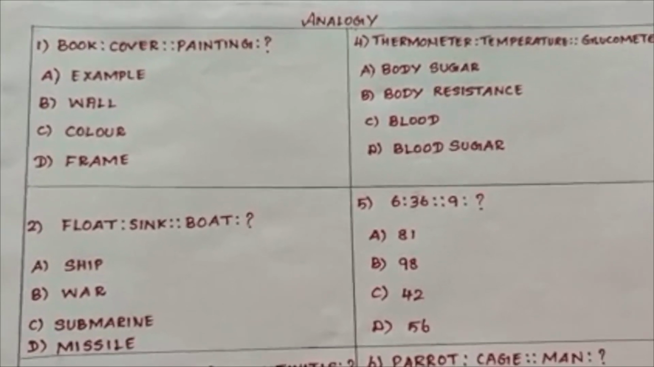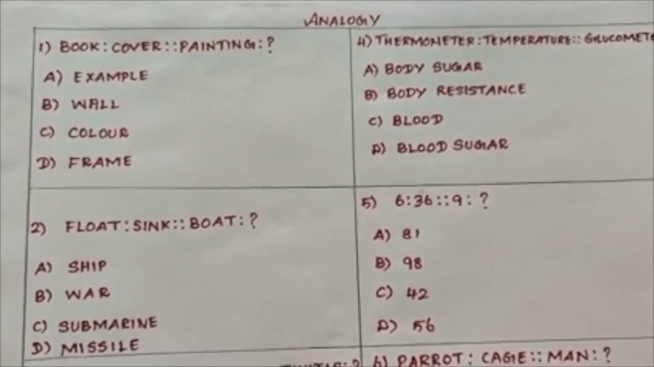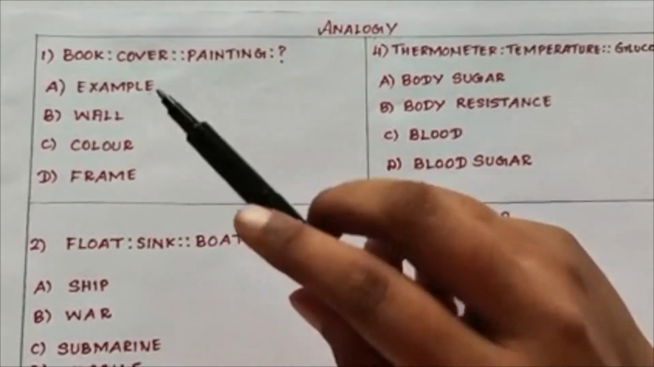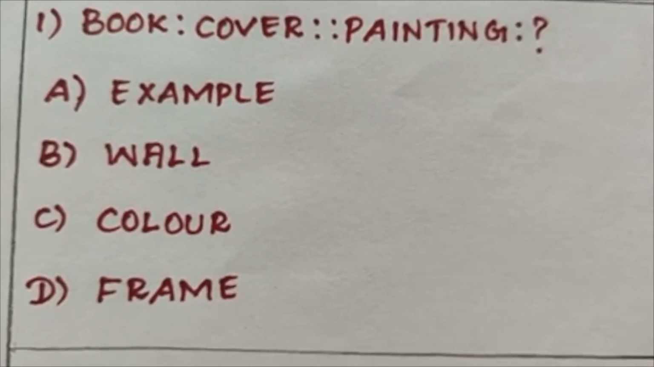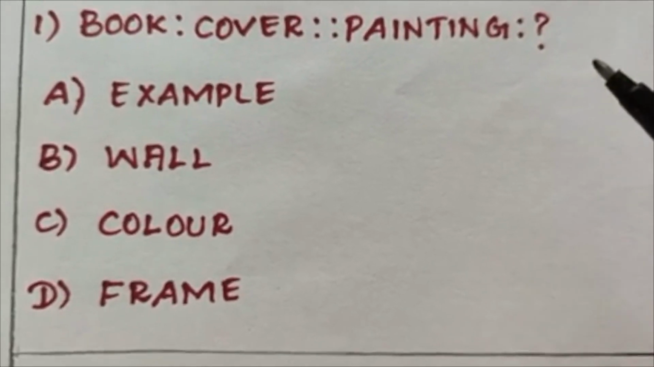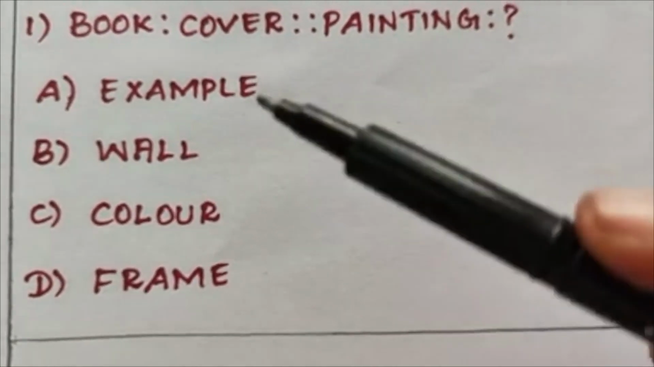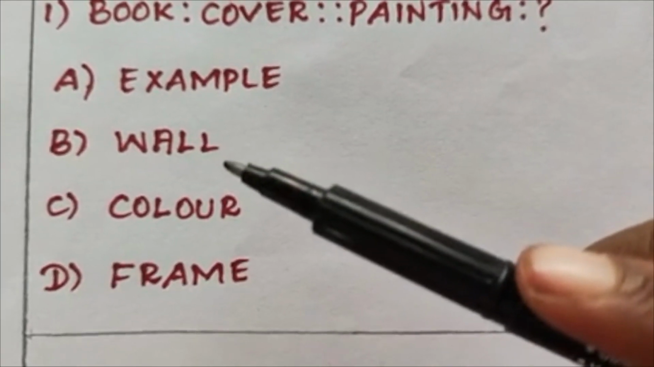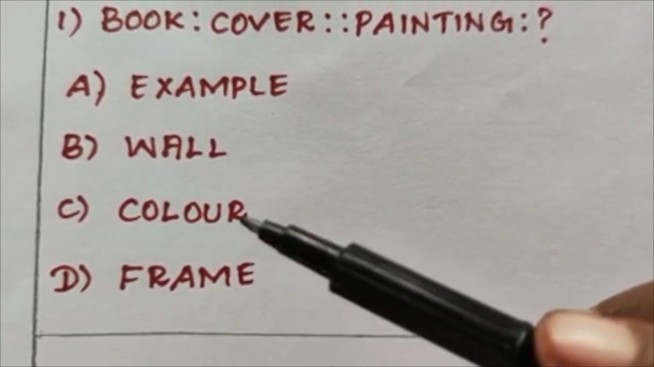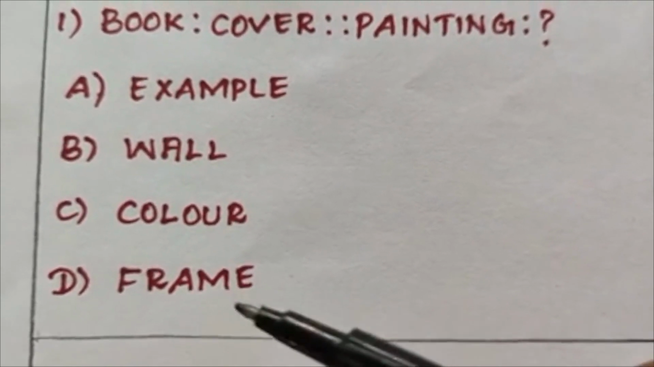Analogy. First question: book is related to cover. In the same way, painting is related to what? Option A, example. Option B, wall. Option C, color. Option D, frame.